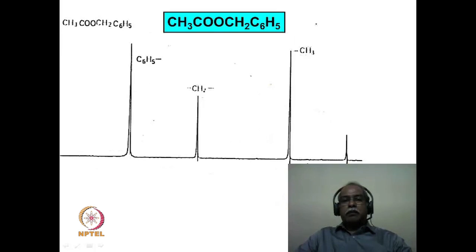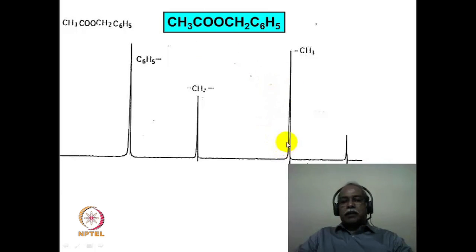This is a spectrum of benzyl acetate. It's a simple ester compound. You can see here the phenyl hydrogens appearing in the region of about 7.3 ppm. Sorry, the chemical shift values are not given here, but I will tell you that this corresponds to about 7.3 ppm and this CH2 singlet corresponds to about 5.5 ppm or so, whereas the CH3 corresponds to about 2.1 ppm or so.